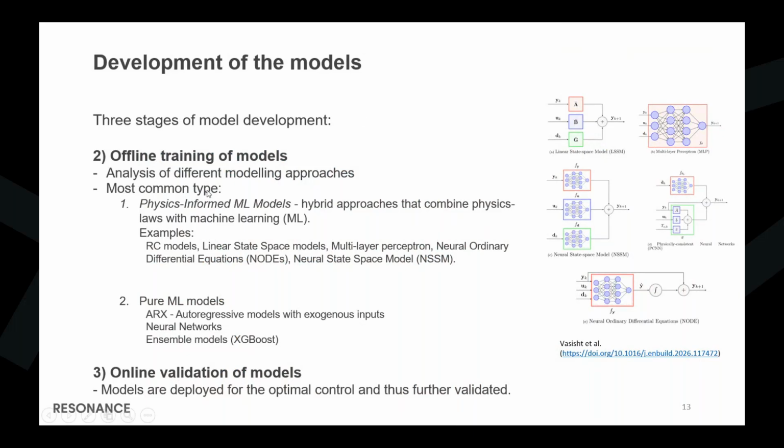Once we train the models offline and test different structures, we then proceed to the third and final stage of the model development, which is the online validation of the models. Here, we deploy the models for the optimal control and thus further validate them.